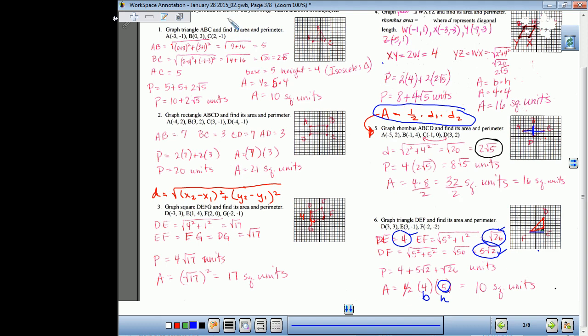So on this one, I drew in this height perpendicular to this base, but it's outside the triangle, and that's okay. It can be. It was the easiest one for me. It was the one I saw the clearest. And then I didn't even have to use distance formula because I could just count. If it's horizontal or vertical, we can just count the units.